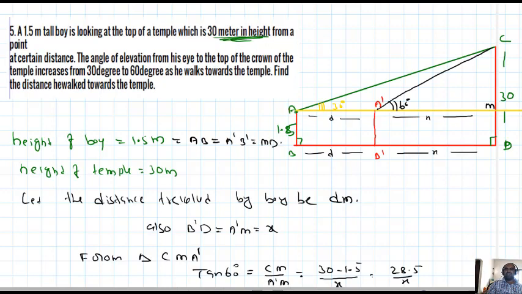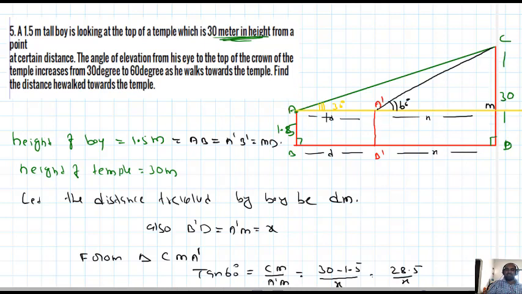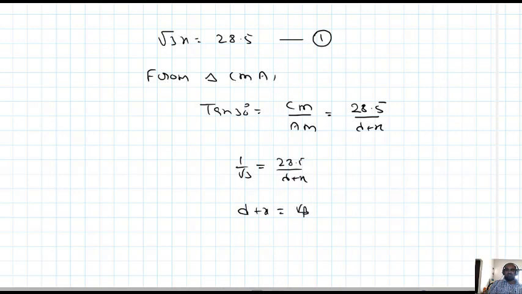Students, next I want to take triangle CMA. From triangle CMA, tan 30 degrees equals CM by AM. AM is d plus x, that is 28.5 by d plus x. This 1 by root 3 equals 28.5 by d plus x, or d plus x is equal to root 3 times 28.5. Already you got something in equation 1.